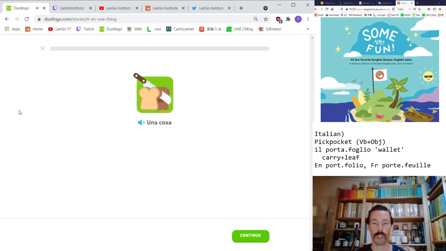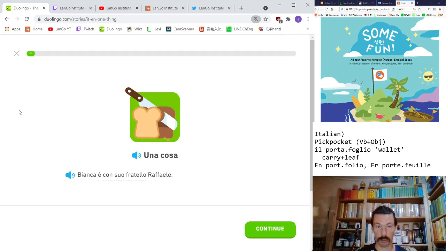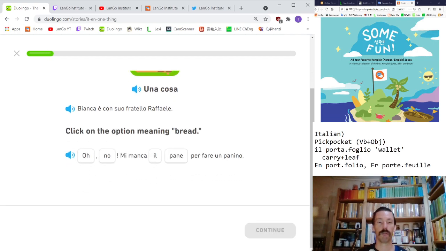Una cosa. Bianca è con suo fratello Raffaele. Bianca is with her brother Raffaele. Oh, no, mi manca il pane per fare un panino. To me is missing the bread to make a sandwich. Mi manca is lacking to me. The option meaning bread, pane.